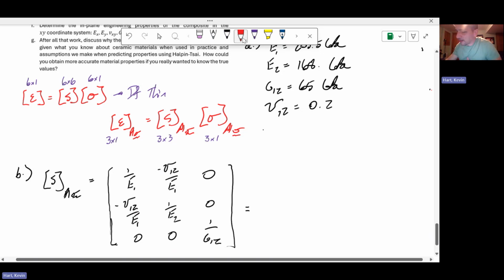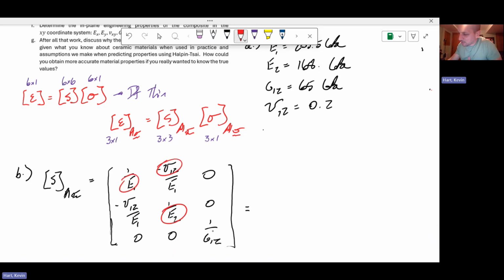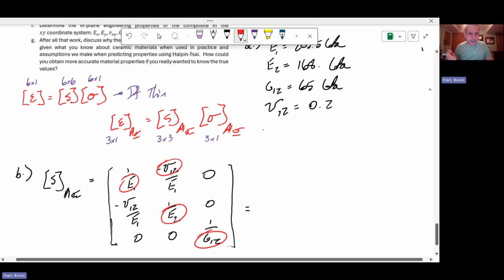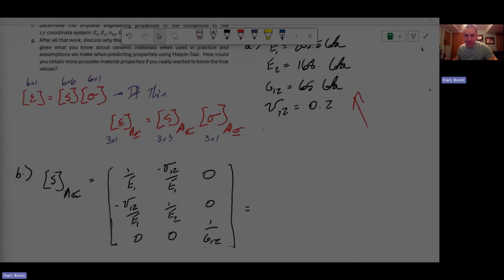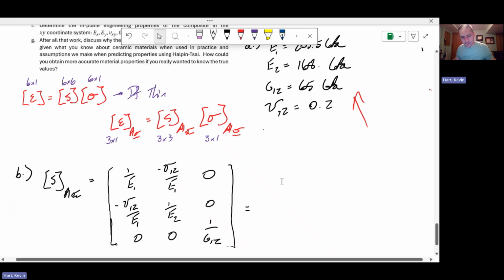You have all of these: E1, nu12, E2, G12. These are things that you calculated, or should have calculated, in part A of the problem. They're all right up here. I don't think it's all that useful to go through and do all these calculations manually at this point. So I think we'll just cut to the answer and say, if you go through all this, your compliance matrix should look like this.